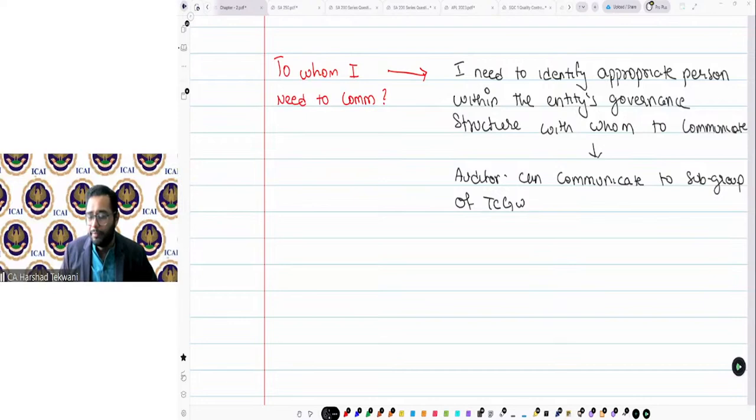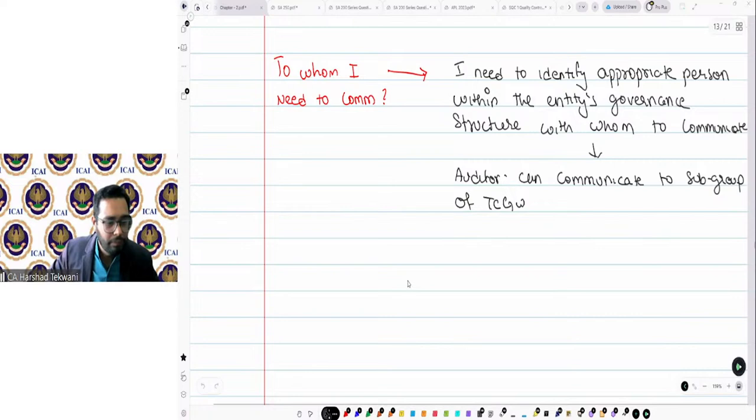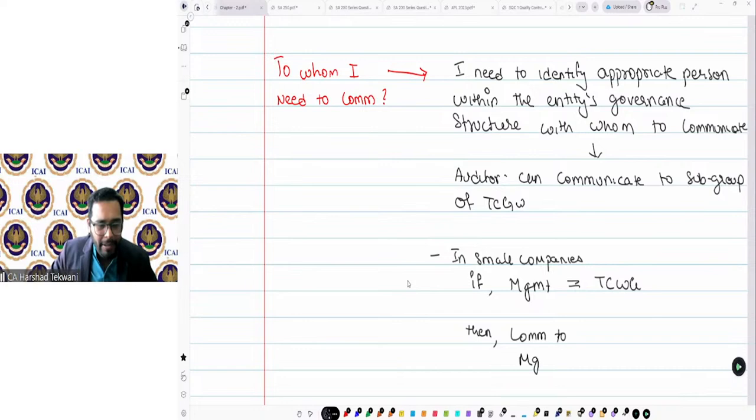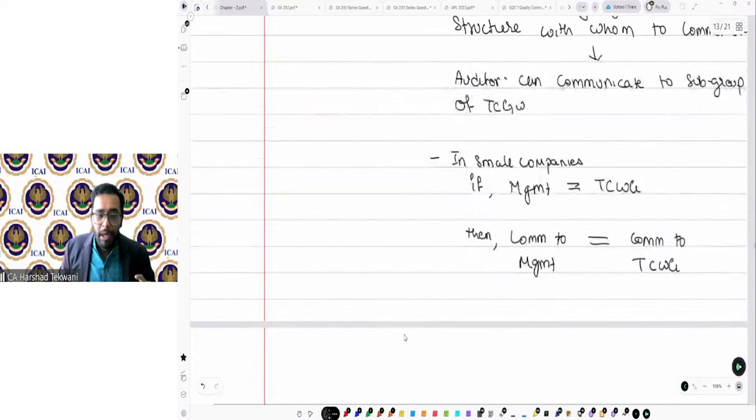For example, I'll tell you. As of now, understand, in small companies, if management is equal to those charged with governance, then communication to management is equal to communication to those charged with governance. That is the thing in a small company. Simple. Having said that, I need to understand a few things.